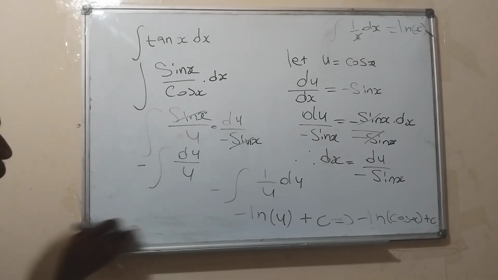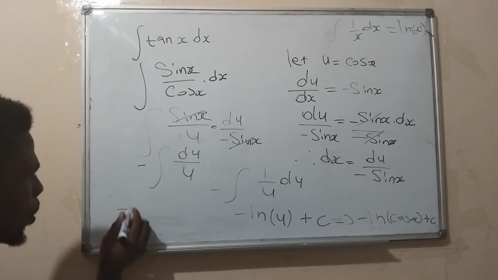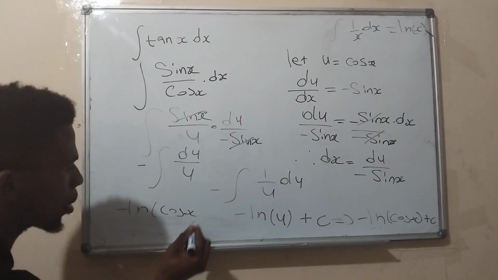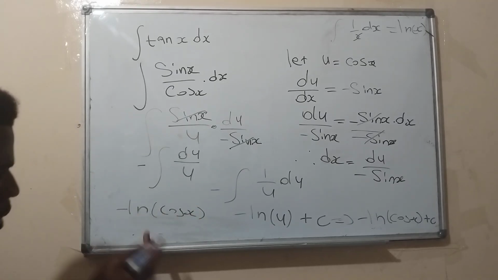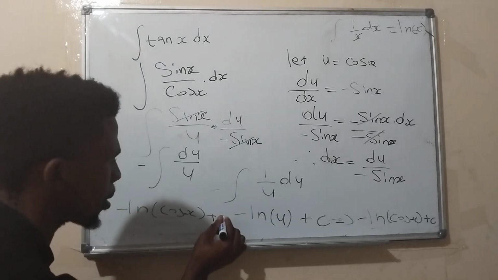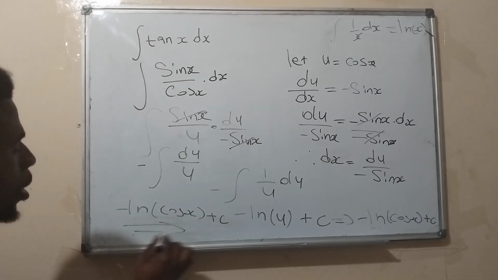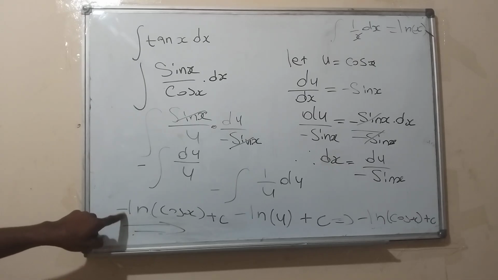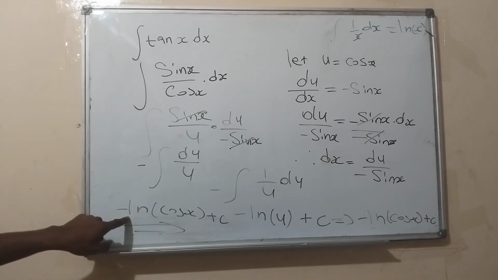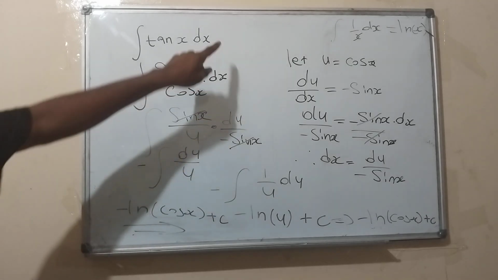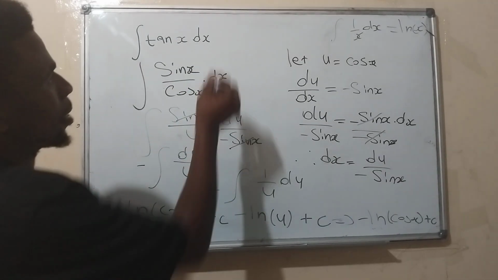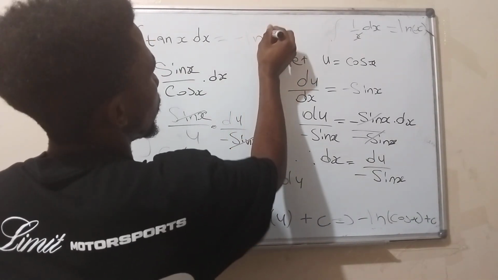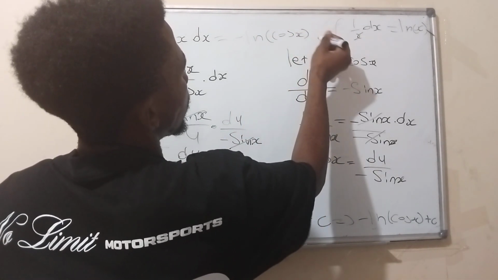This is our final answer, guys. It's a negative natural log of cos x plus c. So this is our final answer. This is the integral of tan x plus c.